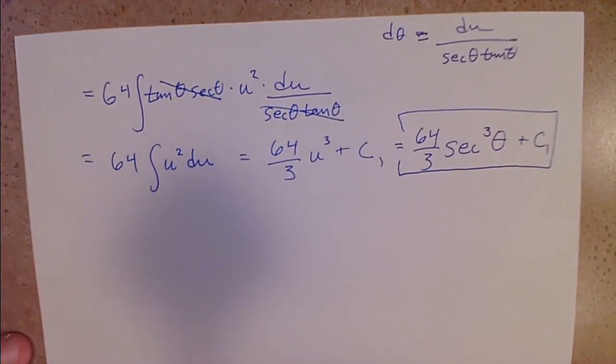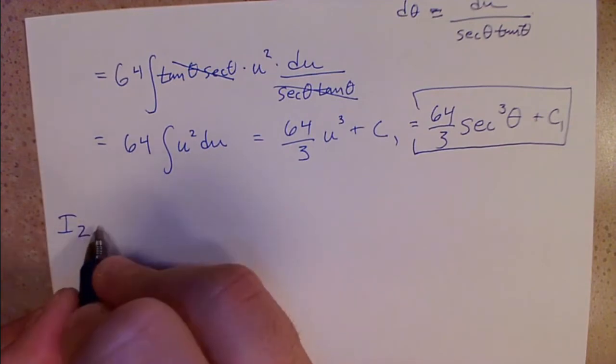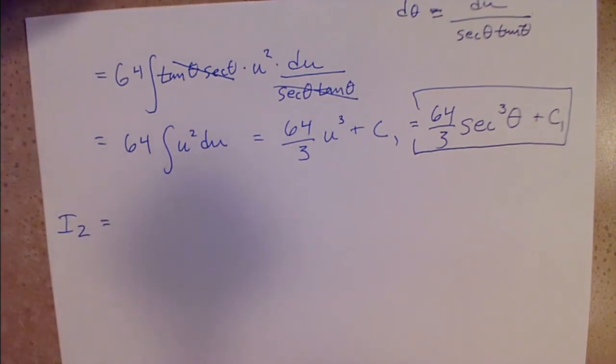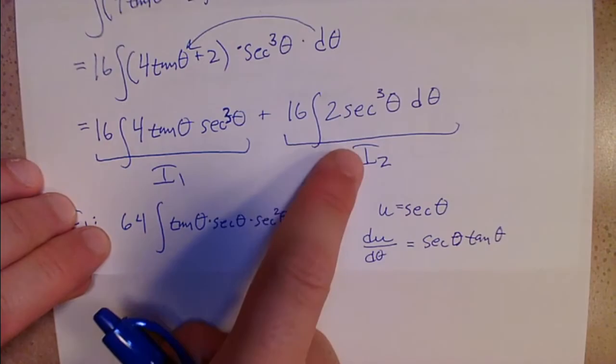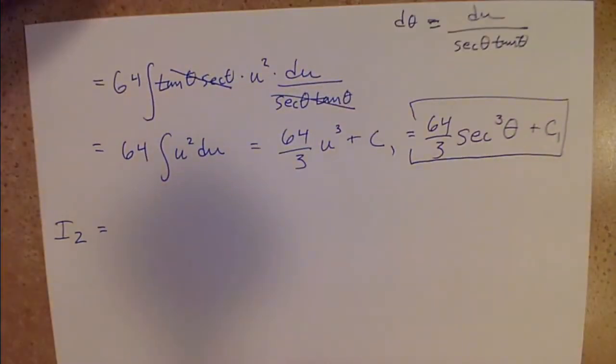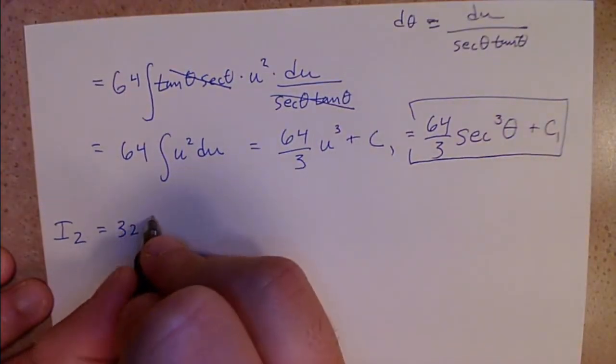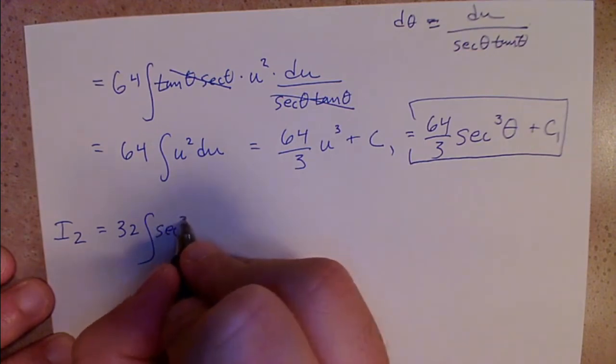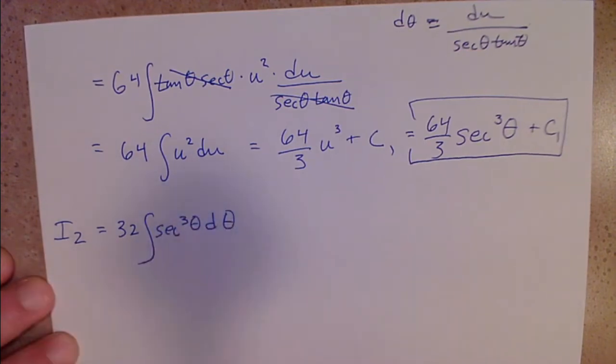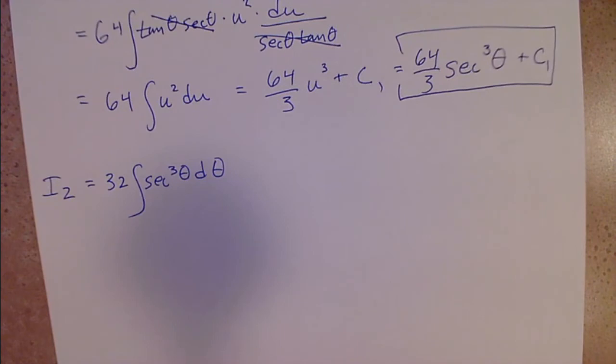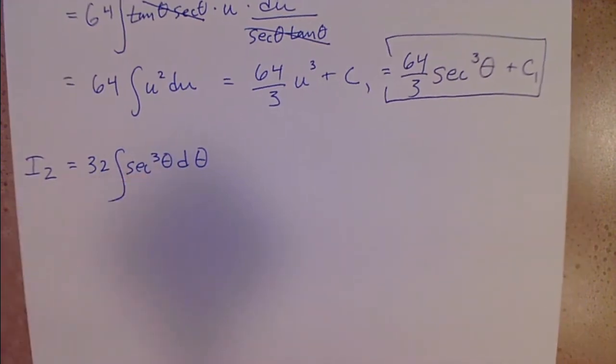All right? And now we talk about I2. So I2 is equal to, there's a 16 times 2 in there, so that's 32. So I'm not worried about that 32 really. What I'm really worried about is this secant cubed theta with respect to theta. All right, how are we going to handle that? Well, we're actually going to do this by parts, and it's a different kind of by parts, which is why I chose it. So here we go.